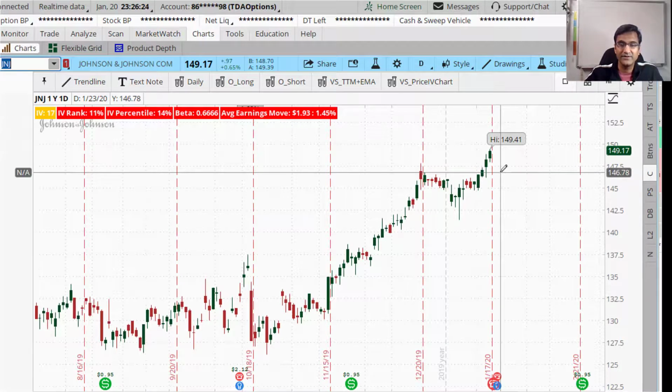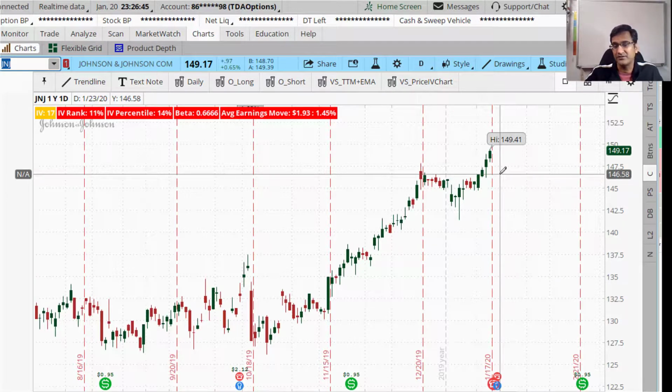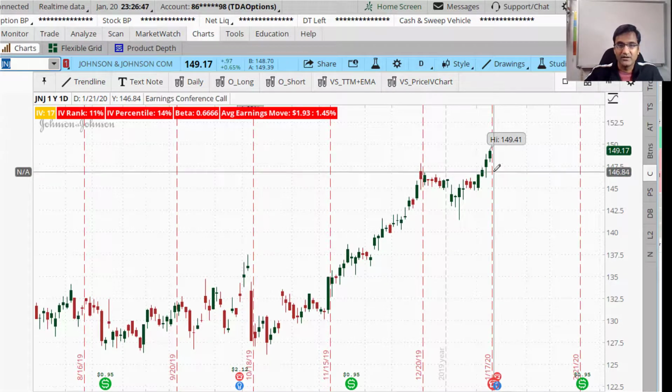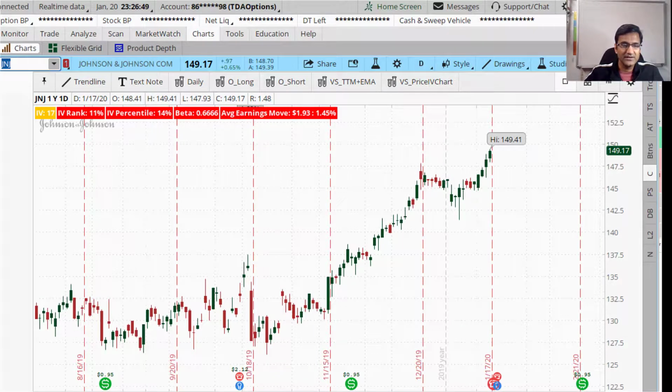So when we rolled the put up, we kept the same number of contracts. We only rolled one contract up. So we did not take any additional risk, and without adding any additional risk, you are getting more premium, meaning you are reducing the overall loss, or you are actually converting the losing trade into a profitable trade, which we did in this case. All right, that's all I wanted to cover today.